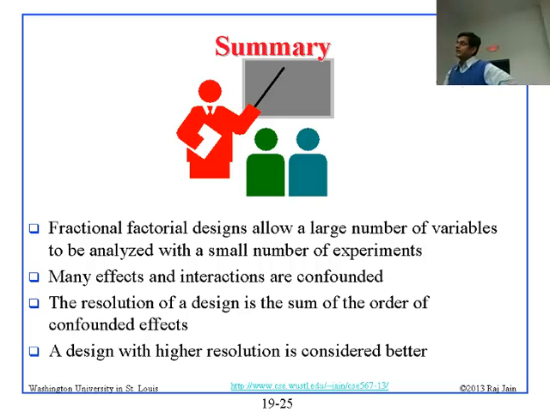First result. Second is many effects and interactions are confounded. The only thing you lose is that you can't get every interaction. You lose some of the interactions. But if you lose higher order interactions, that might be okay. The resolution of a design, now you know. Now you know which design is better and why it is better. And now you know how to write a design too.